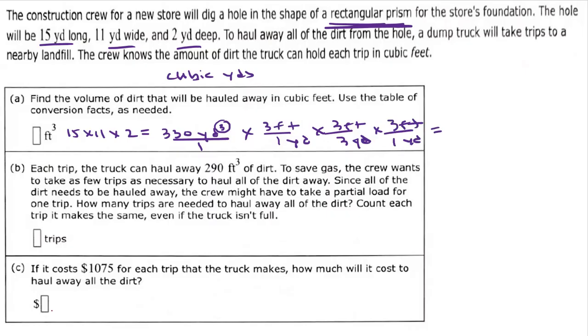All right, so again, the cubic yards are going to cancel. There's three of them, so all three of these are going to cancel. We're left with the cubic feet, because there's 3 feet here. So we multiply this out, we get 8,910 cubic feet over one, which is still the same amount. So again, we say cubic feet.